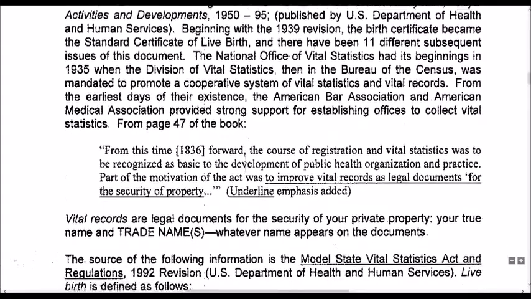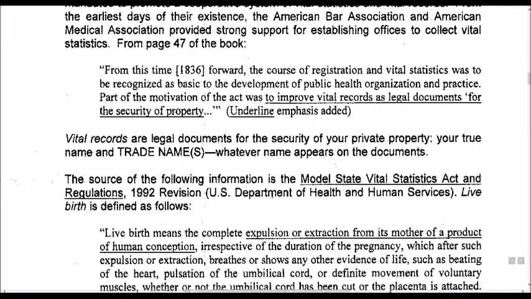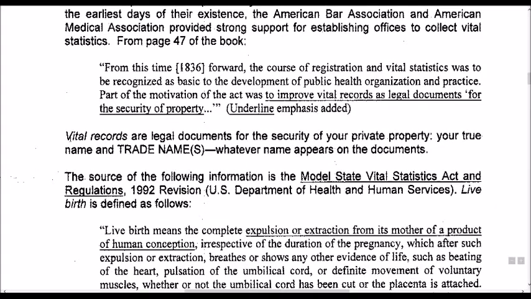From page 47 of the book, it reads, from this time, 1836, forward, the course of registration and vital statistics was to be recognized as basic to the development of public health organization and practice. Part of the motivation of the act was to improve vital records as legal documents for the security of property. Vital records are legal documents for the security of your private property, your true name and trade names, whatever name appears on the documents.